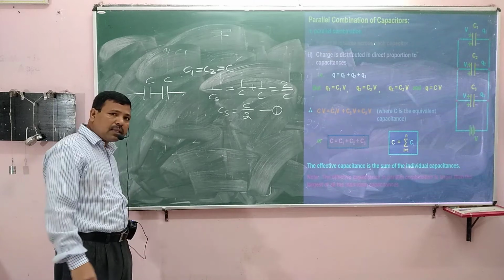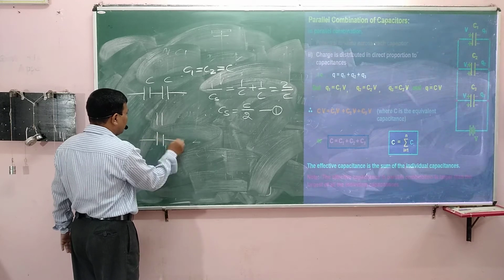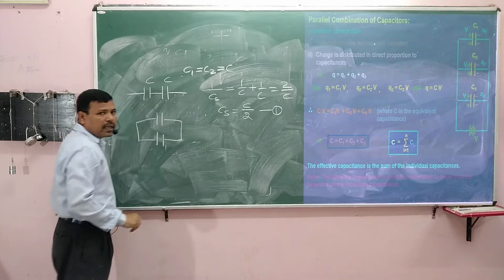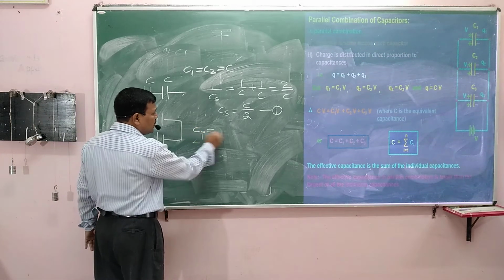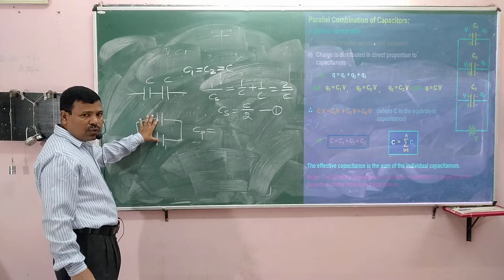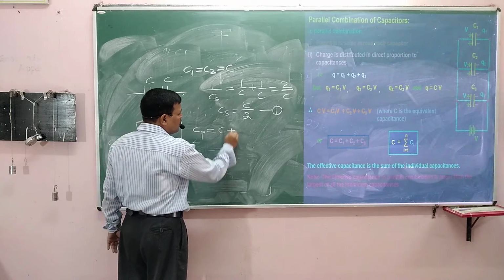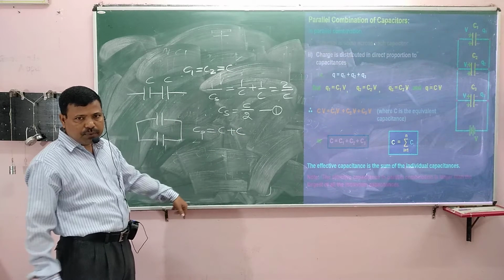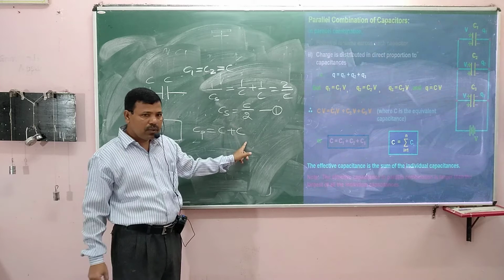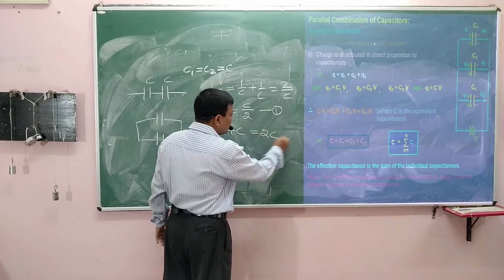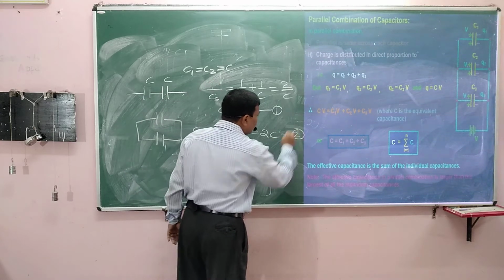When the same capacitors are connected in parallel, what is the net capacitance? CP. The capacitance in parallel combination is equal to C1 plus C2. So this will be equal to 2C because C1 is equal to C2. Call this equation number 2.